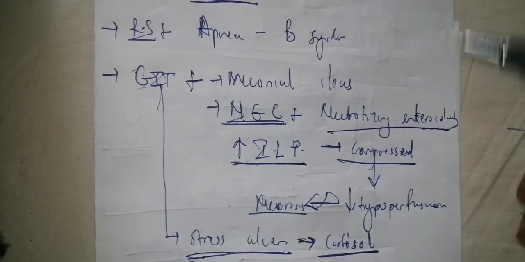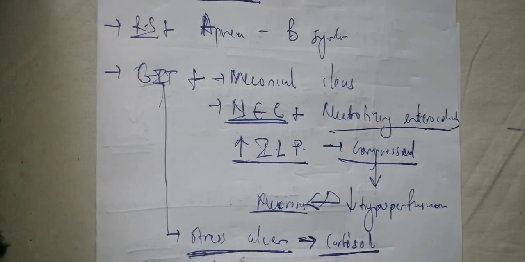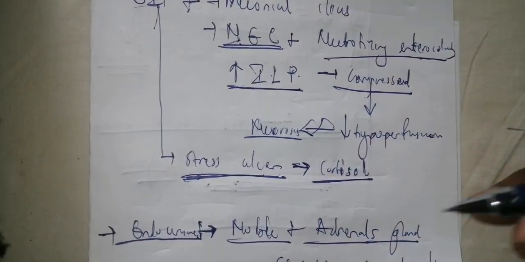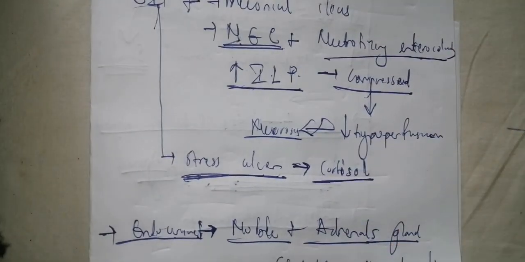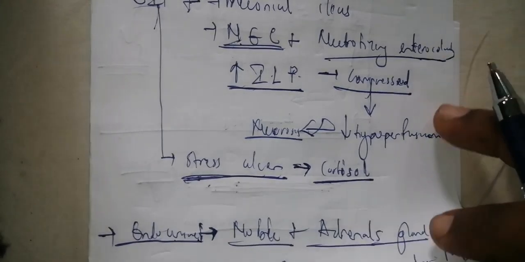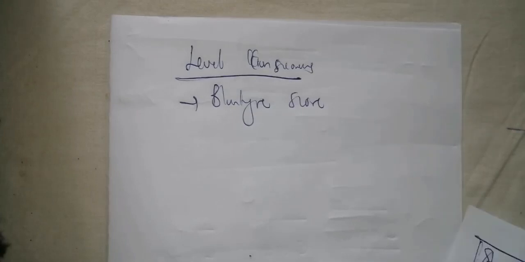Now, the next element is going to be stress ulcer. In stress ulcer, you have residues which are going to be stained with blood, fresh blood. That's going to show you stress ulcers. Now, the other elements, you have hyponatremia, hypocalcemia, which are going to be particularly shown with convulsions.